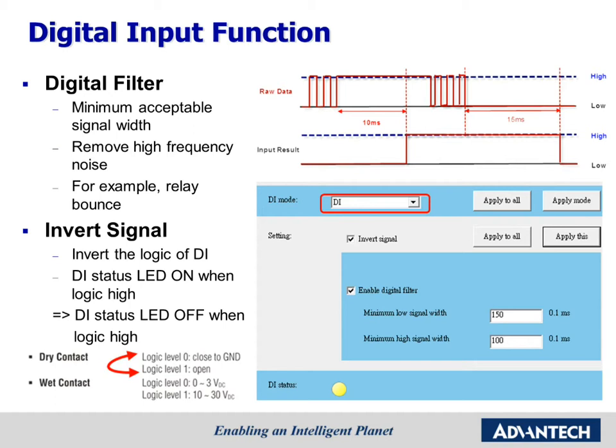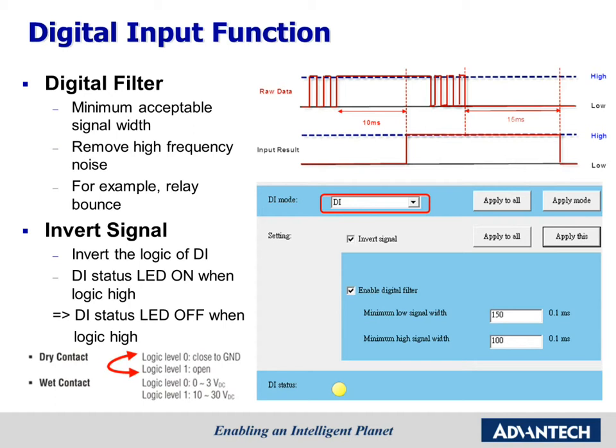As the waveform diagram shows, when you set the minimum low signal width to 15 milliseconds, ADA will wait for the low signal to continue for 15 milliseconds, then become logic low status. For maximum high signal width, it is the same. ADA will wait for the high signal to continue for 10 milliseconds, then turn to logic high status. So the waveform after the DI filter will become really smooth, like below.